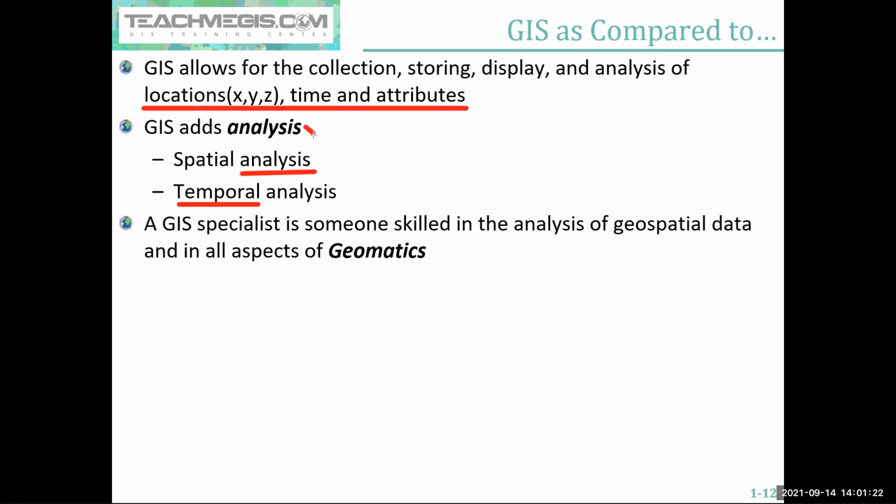Okay, so if there's a question on an exam about how GIS differs, GIS is the one that does analysis. By the way, a GIS specialist is someone skilled in the analysis of geospatial data and in all aspects of geomatics. So you need to know that term, geomatics, and its definition might be on the exam. If I haven't said this yet, the exam is multiple choice. It's never short answer, right? So you're not going to have to come up with the word geomatics, but you may have to pick it out of a list. So let's see what geomatics actually means.